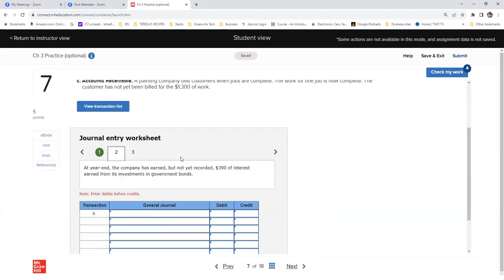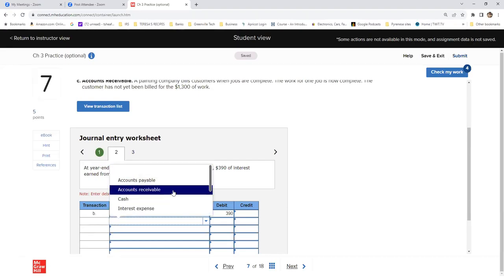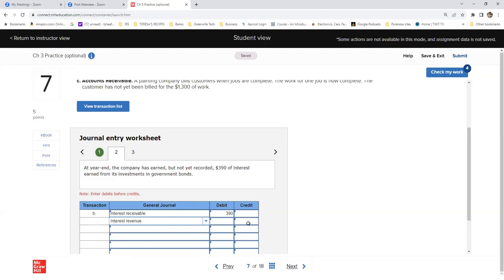Number 2, year end, the company's earned but not yet recorded $390 of interest earned from its investment in government bonds. So our debit is going to be interest receivable, because we earned it, but we haven't received it yet. And our credit is going to be interest revenue, $390.